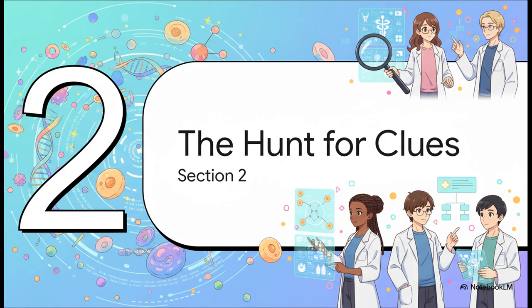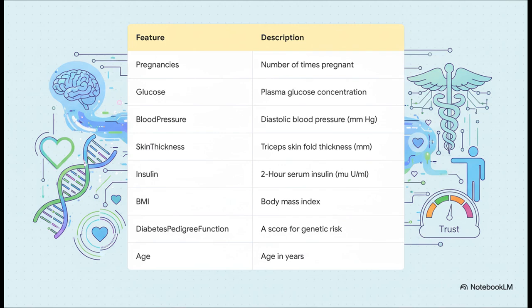Okay, let's dive into the investigation. We're going to treat our patient data kind of like a crime scene, and all these health metrics, well, those are our clues. Our job is to figure out which ones are the real smoking guns. So here's our case file. We've got health records for 768 patients. And for each person, we have these 8 clues to start with.